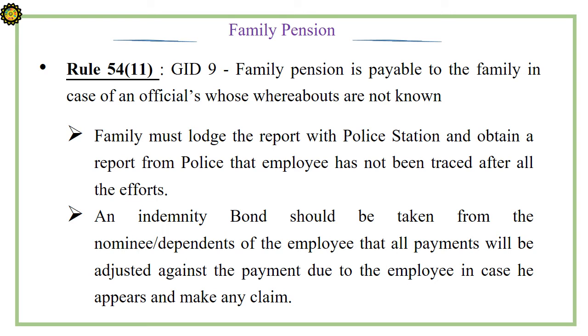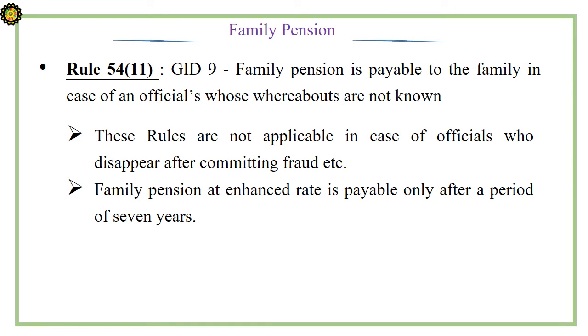An indemnity bond should be taken from the nominee or dependents of the employee that all payments will be adjusted against the payment due to the employee in case he appears and makes any claim. These rules are not applicable in case of officials who disappear after committing fraud, etc. Family pension at enhanced rate is payable only after a period of 7 years.